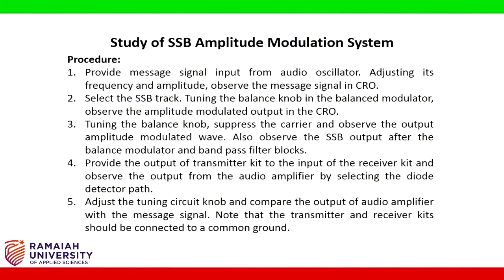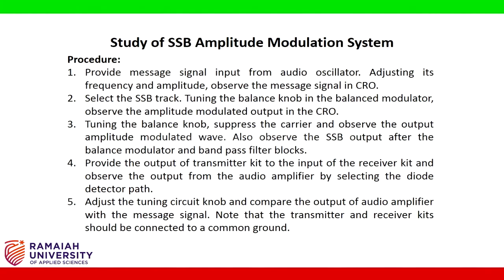Procedure: provide message signal input from audio oscillator. Adjusting its frequency and amplitude, observe the message signal in CRO. Select the SSB track. Tuning the balance knob in the balanced modulator, observe the amplitude modulated output in the CRO. Tuning the balance knob, suppress the carrier and observe the output amplitude modulated wave. Also, observe the SSB output after the balance modulator and bandpass filter blocks.